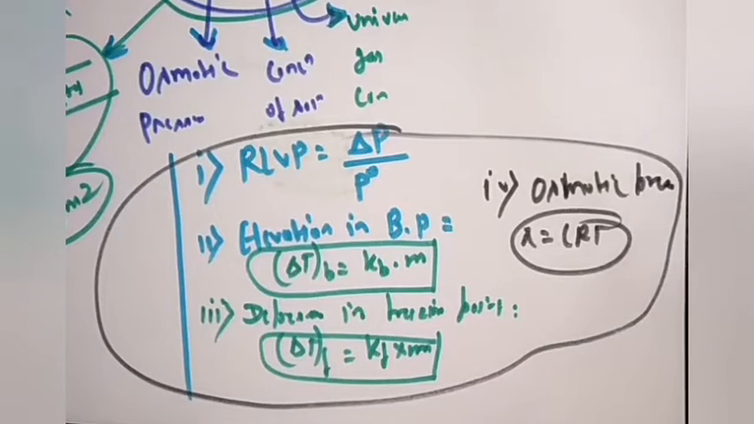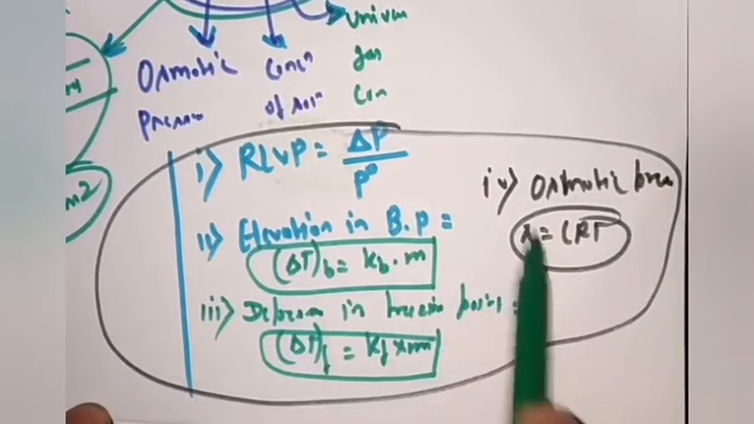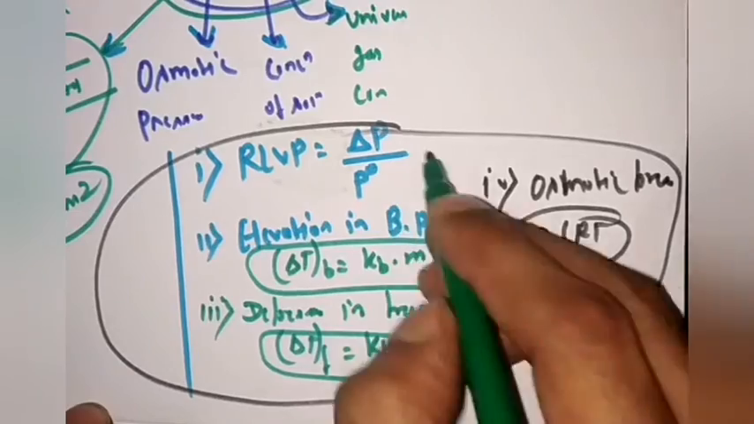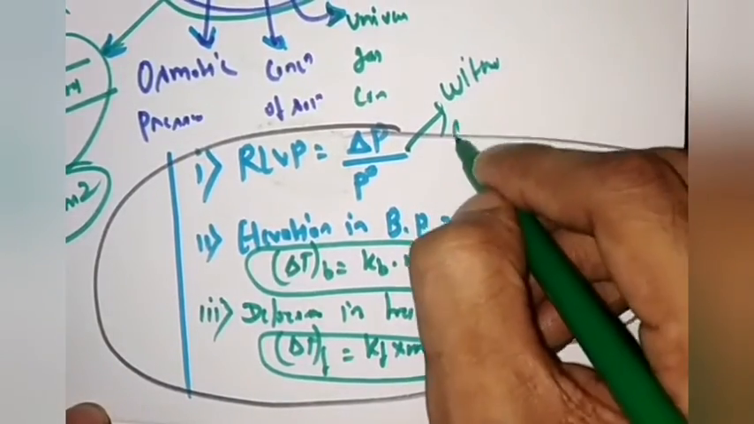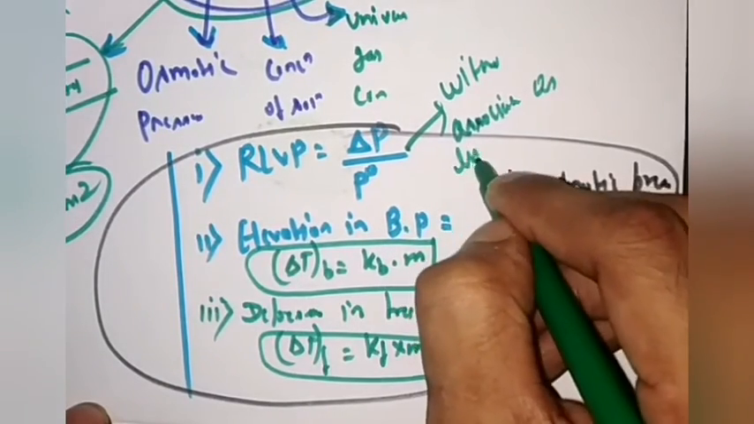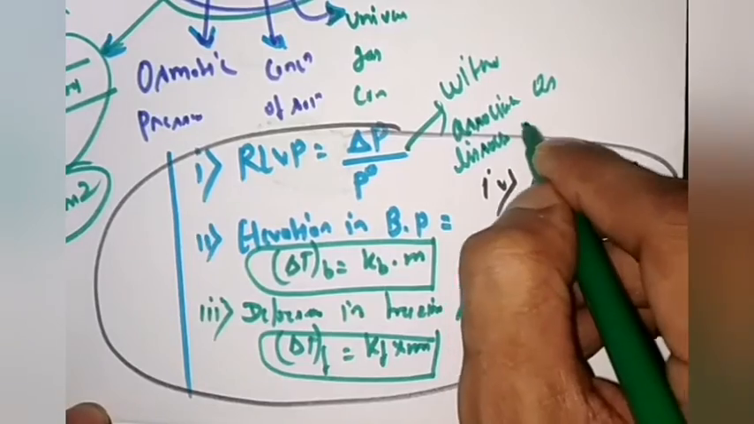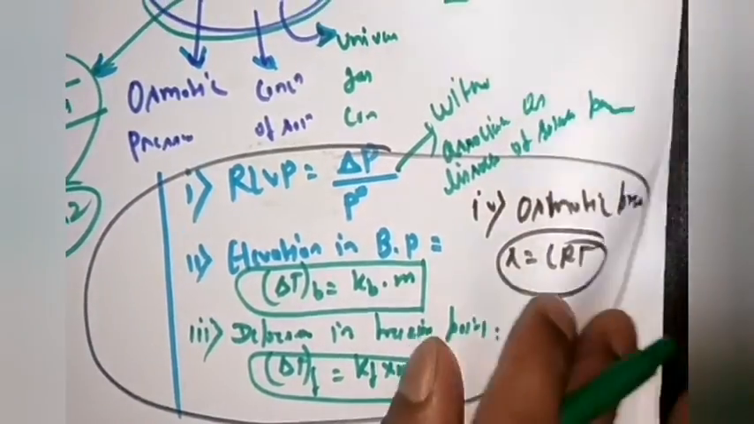Before going to the Van't Hoff factor, I am just going to discuss the relative lowering in vapor pressure, elevation in boiling point, depression in freezing point, and osmotic pressure. The formulas written here can be used only without association or dissociation of solute particles.